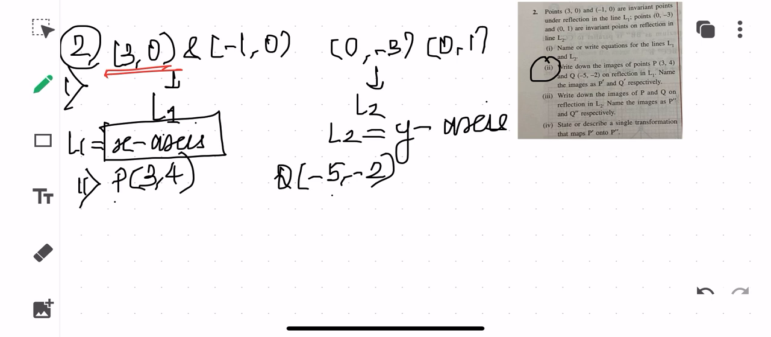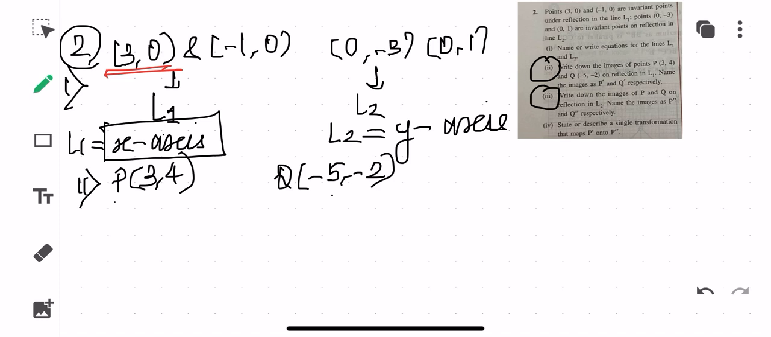Third, write down the images of P and Q on reflection in L2. Okay, so this is also easy, children. If it is reflected along the y-axis, then what is going to happen? The y coordinate is going to remain the same and x is going to change. So this will become (-3, 4), and then (5, -2). So an easy one again.